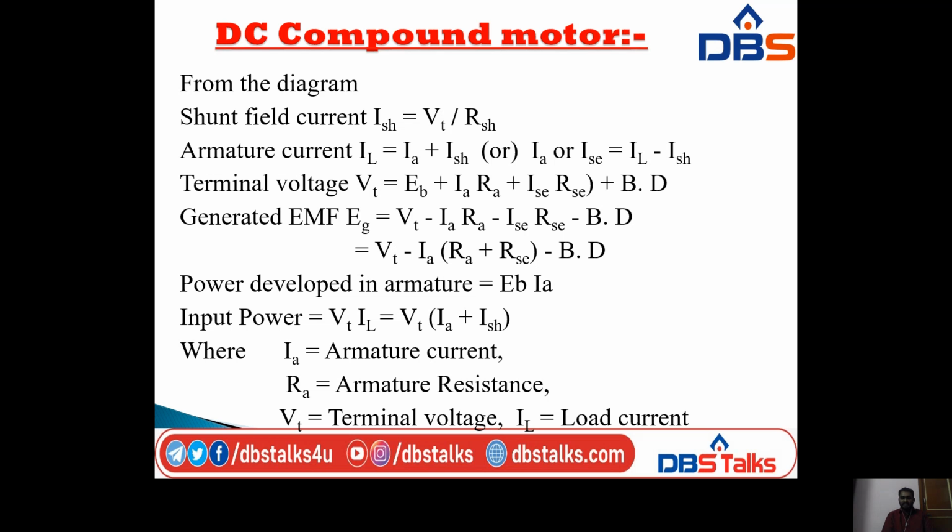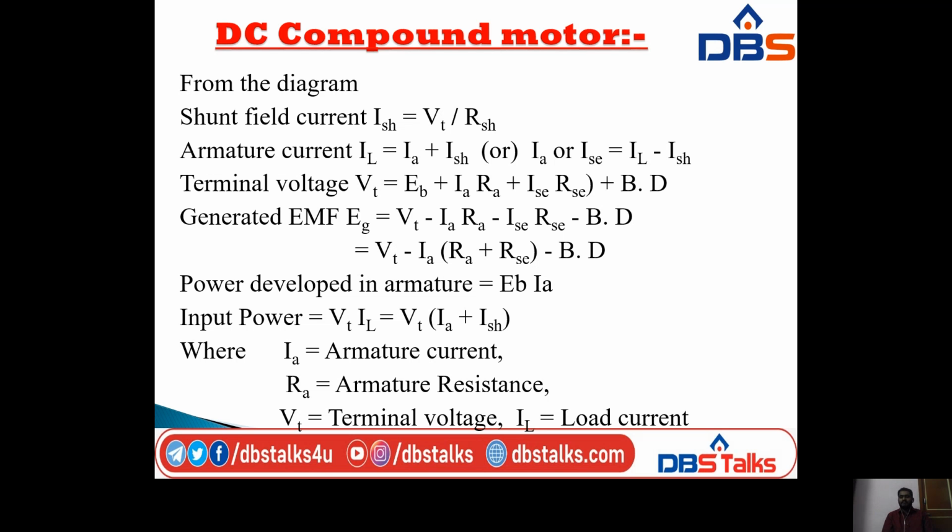That means for the long shunt compound motor, IA is equal to ISC, that is IA or ISC is equal to IL minus ISH. From the diagram, I am writing the terminal voltage VT is equal to EB plus IARA plus ISC RSC plus brush contact drop. So the generated EMF EG or back EMF EB is equal to VT minus IARA minus ISC RSC minus brush contact drop.